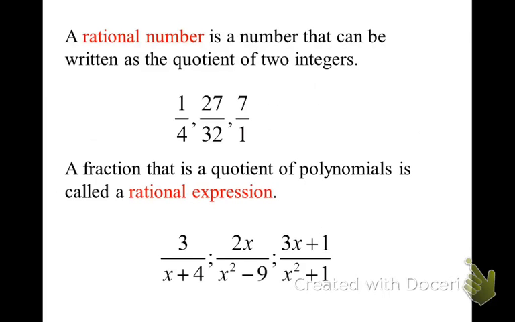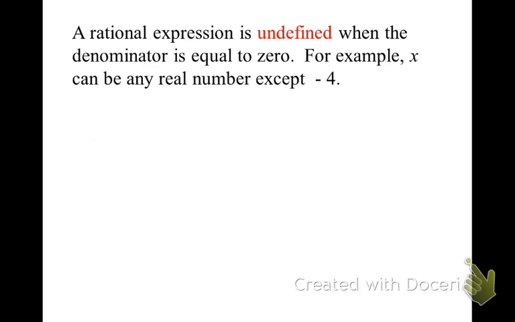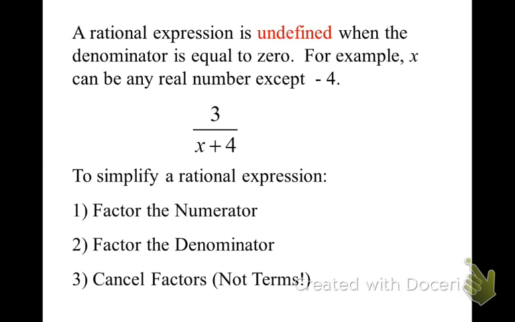Any kind of number that you can write as a fraction is a rational number. Now a rational expression is going to be a fraction made up of polynomials. So it'll have some numbers and variables in it to make it a rational expression. We've got to remember that a rational expression is undefined anytime the denominator goes to 0. So if we have a fraction like 3 over x plus 4, we know that x can be any number except for -4.